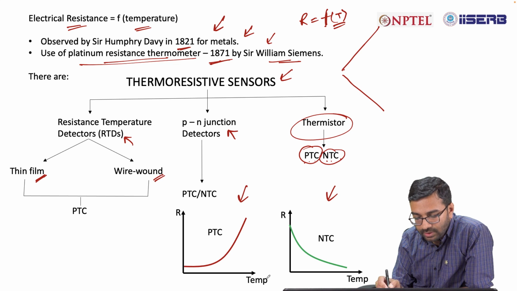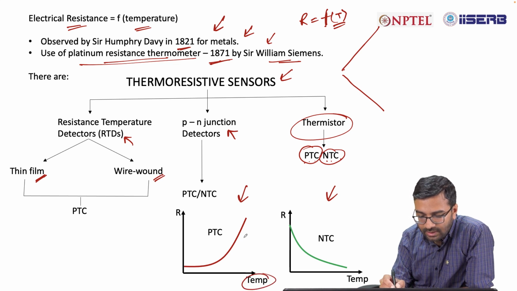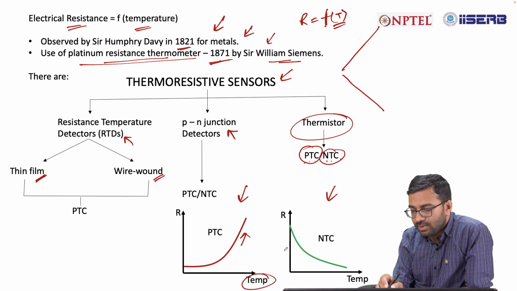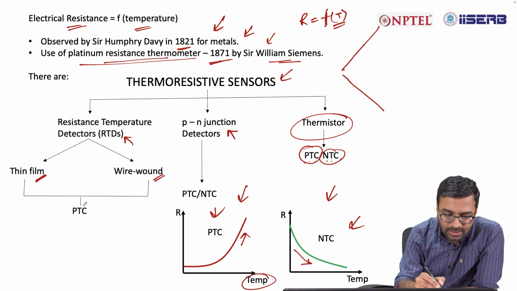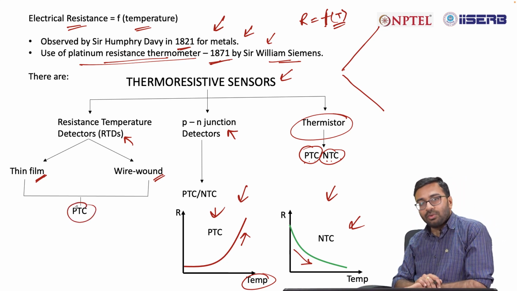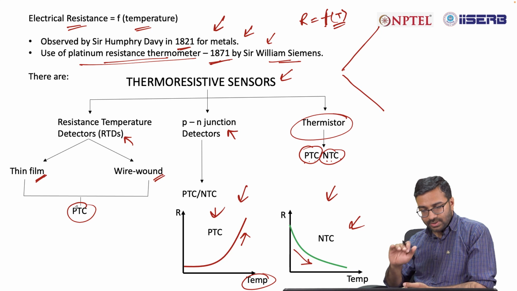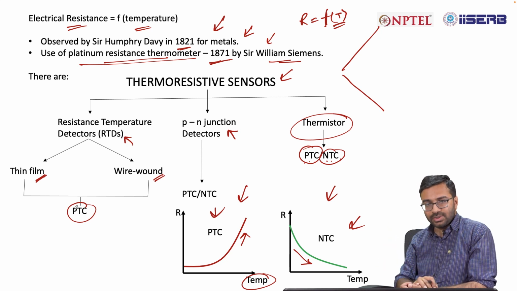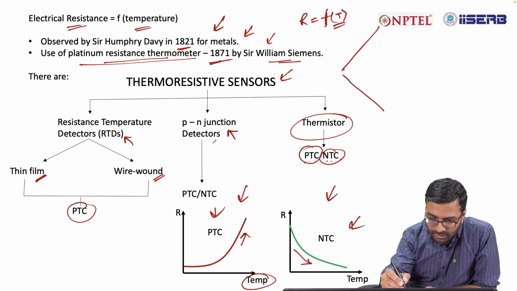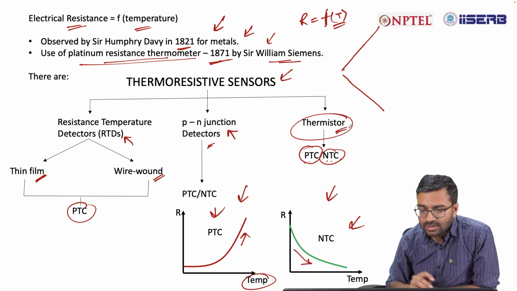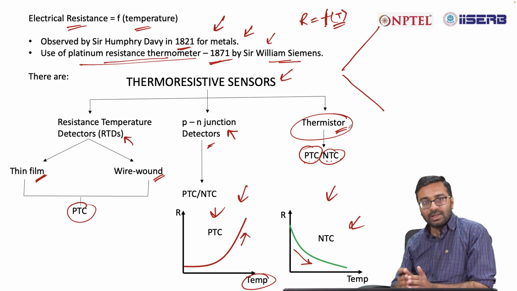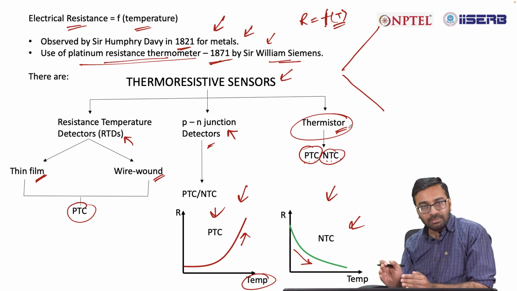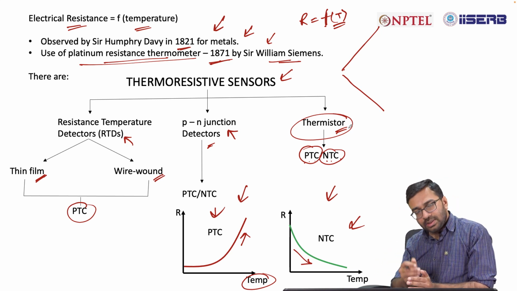So, in this case, if you increase the temperature, the resistance is increasing, and in this case, when you increase the temperature, the resistance is decreasing. So, in this case it is NTC, in this case it is PTC. For RTDs, mostly they are PTC, that is positive thermal coefficient. If you increase the temperature, the resistance will increase. But in case of PN junction detectors and thermistors, this can be both NTC and PTC. So, it depends on the material, whether the material resistance increases or decreases with temperature.